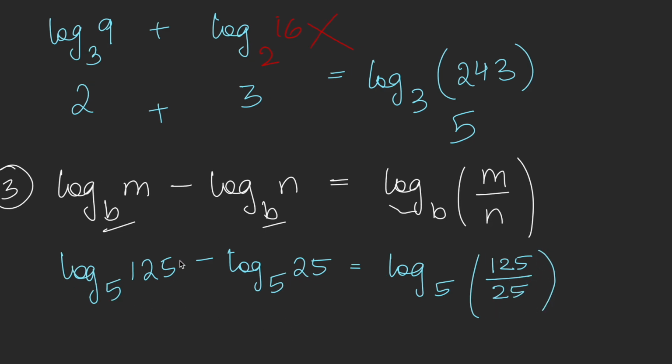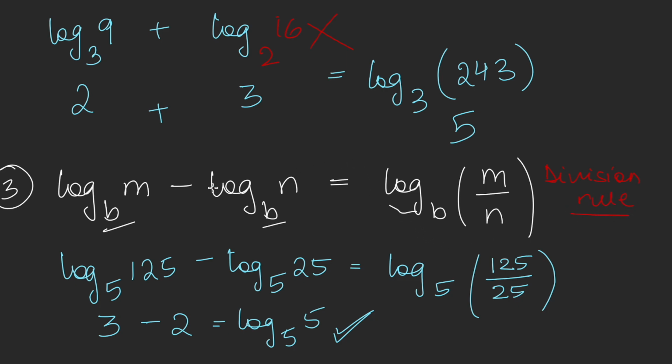What is log base 5 of 125? We know 5 to the power 3 will give me 125. So the value of log base 5 of 125 is equal to 3. Log base 5 of 25 is equal to 2, because 5 to the power 2 is equal to 25. 3 minus 2 is equal to log base 5 of 5. And log base 5 of 5 is equal to 1 because 5 to the power 1 will always be 5. So this rule is also correct. This rule is called the division rule.